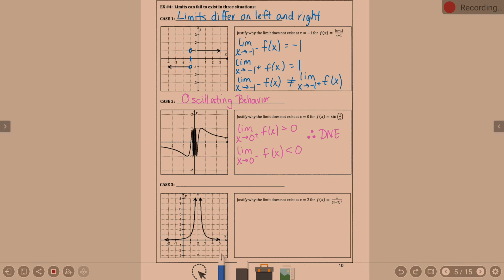Okay, and example 3. Oh, I don't like this one. Okay, so case 3 is called unbounded behavior.